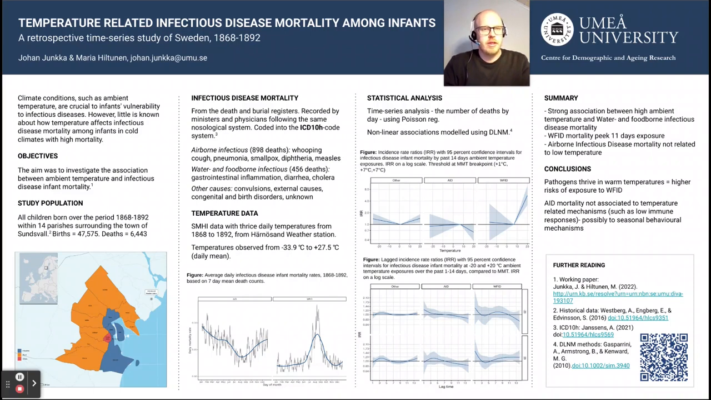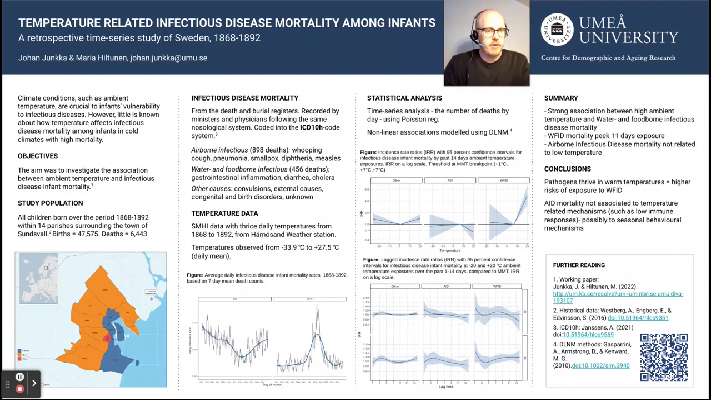So there's a strong association between high temperatures and water and foodborne diseases, but no real association to airborne infectious diseases. This seems rather to be associated with seasonality, as one can see in this second figure, showing the association between day of the year and infectious disease mortality.